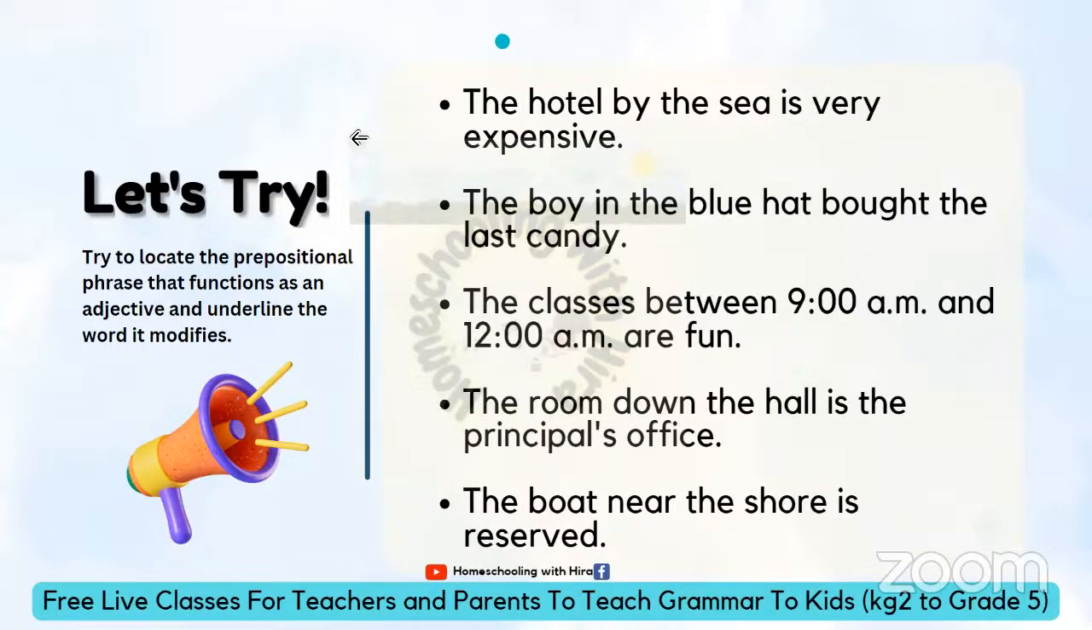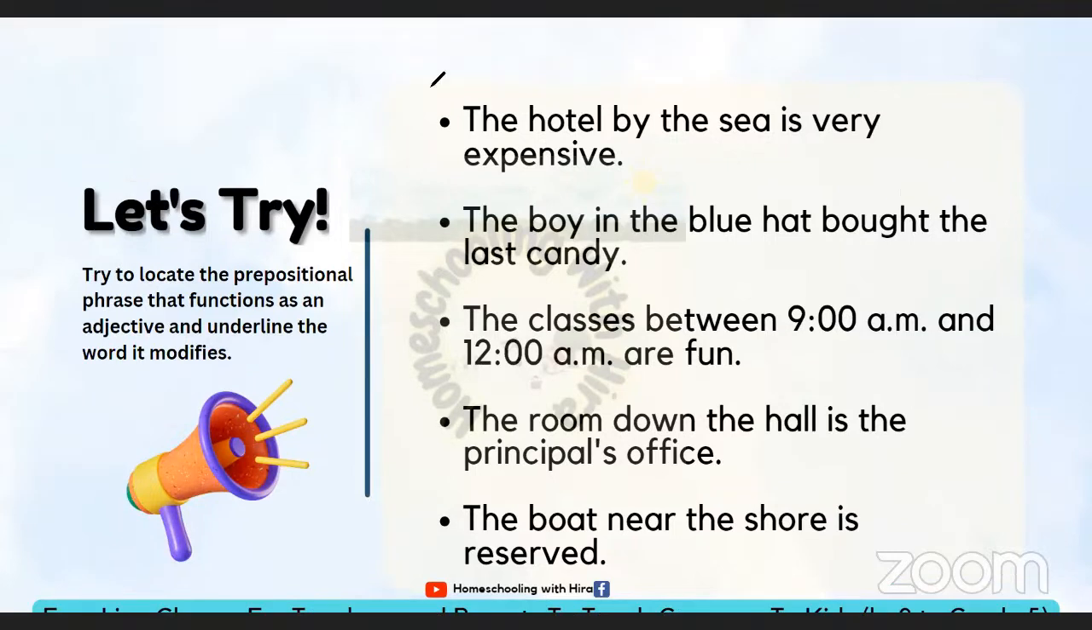Some more examples, you can take a screenshot, solve them later. The hotel by the sea is very expensive. The hotel by the sea. Adjectival phrase beginning with a preposition, but this is an adjectival phrase. Why? Because it is giving us the information about the hotel. The hotel, which hotel? By the sea, the one that is by the sea.